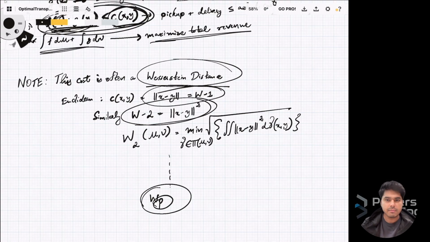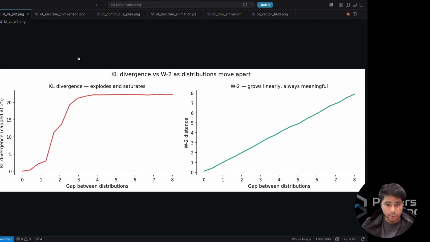Now, let's look at some code and see what's happening. This is just the first one, where we can see that KL divergence essentially saturates after a certain point and becomes quite meaningless, because the distributions become too far apart, right? And Wasserstein distance always keeps growing. It's a great metric for the distance between two distributions.